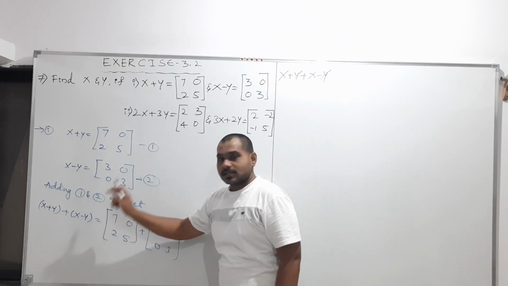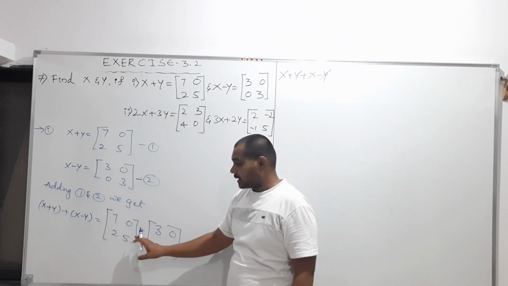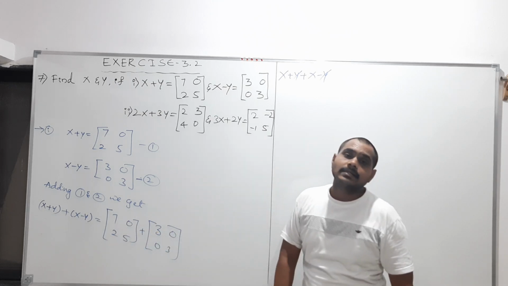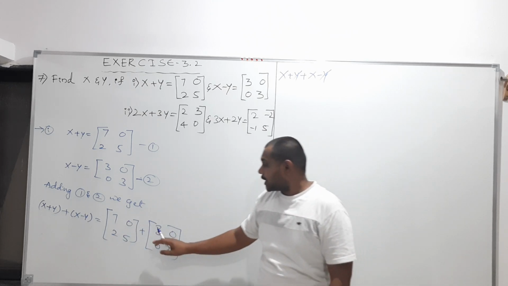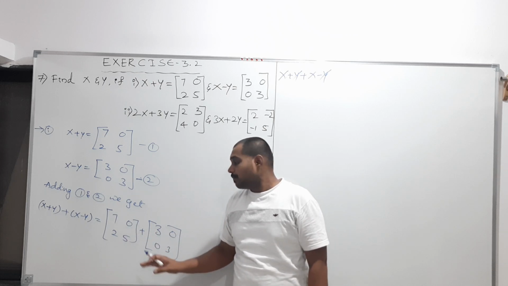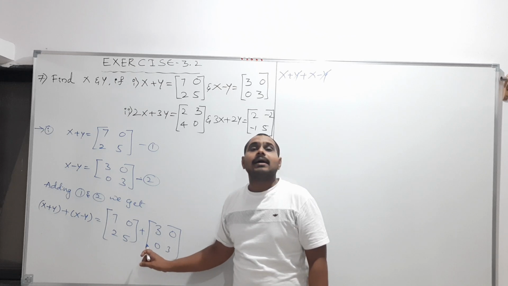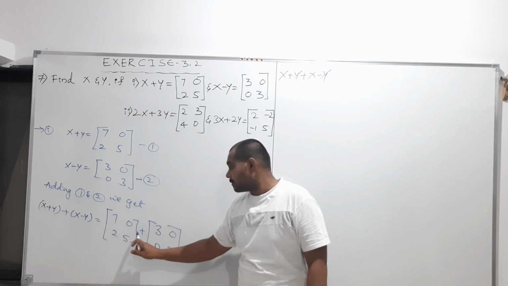Now the LHS is solved, and here is the RHS part. In this RHS part, we add these two matrices. How to add two matrices, we discussed: I should add the corresponding elements of the given matrices. So therefore, my dear students, 7 plus 3.